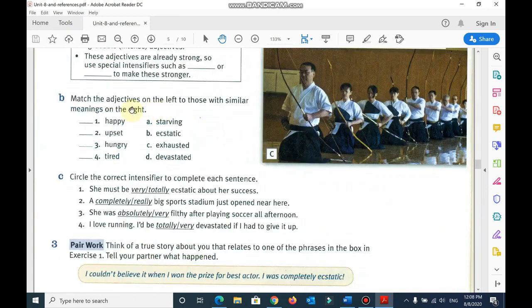Now let's try to match the adjectives on the left to those with similar meanings on the right. Number 1, happy. Very happy is ecstatic. Upset. Very upset is devastated. Hungry. Very hungry is starving. Tired. Very tired is exhausted.